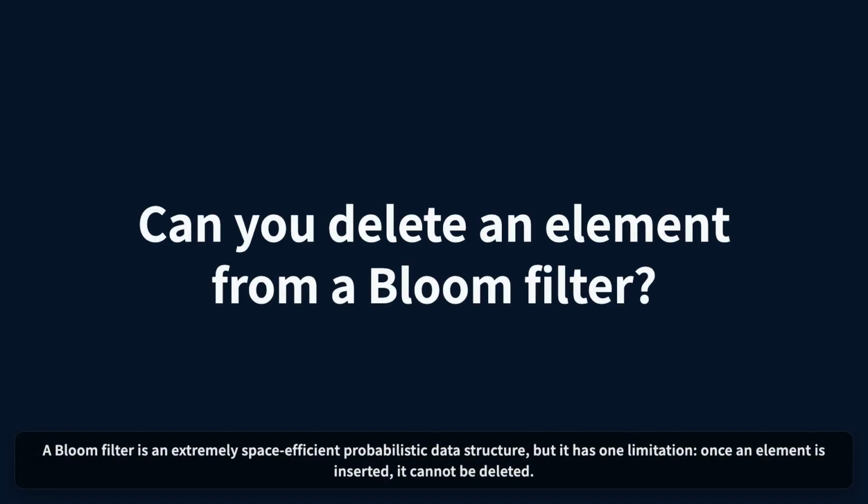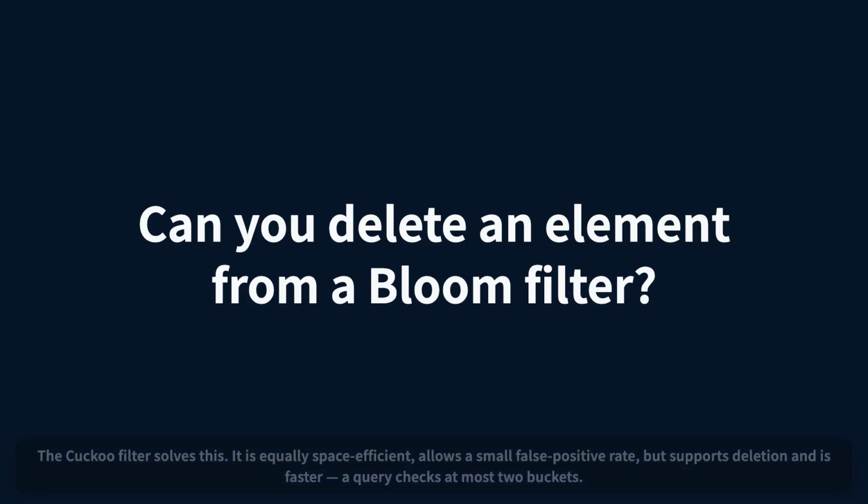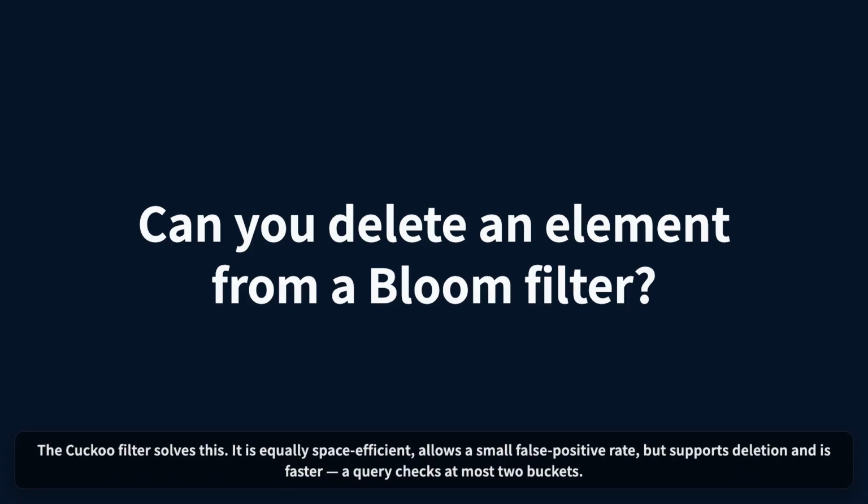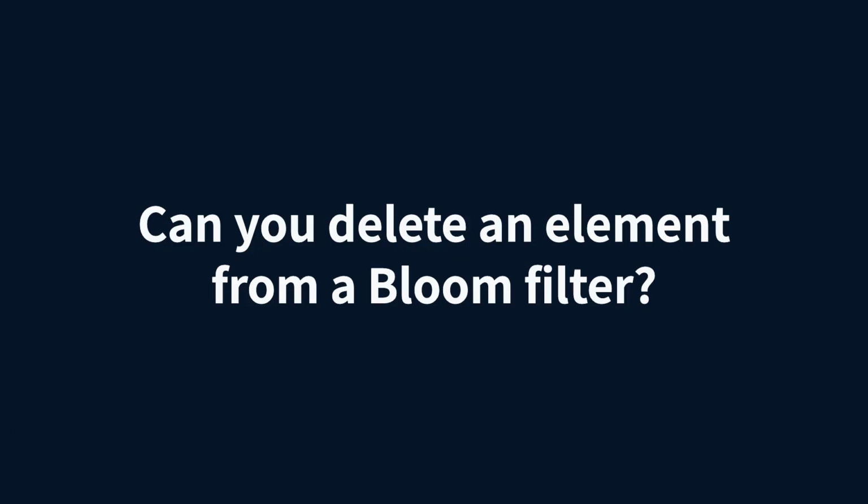A bloom filter is an extremely space-efficient probabilistic data structure, but it has one limitation. Once an element is inserted, it cannot be deleted. The Cuckoo filter solves this. It is equally space-efficient, allows a small false positive rate, but supports deletion and is faster. A query checks at most 2 buckets.